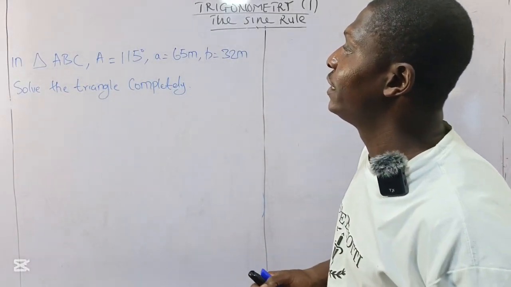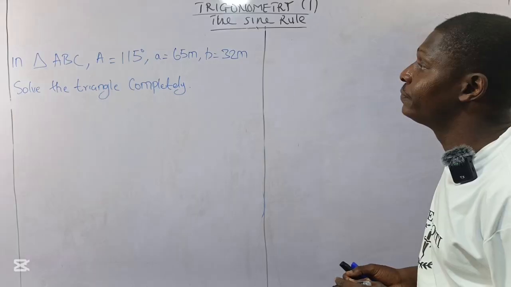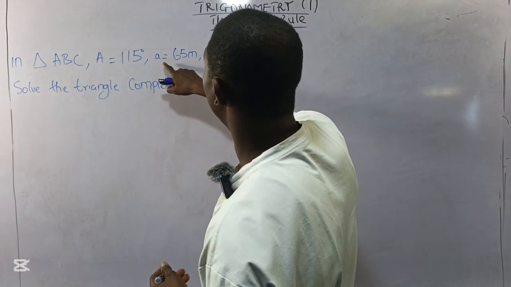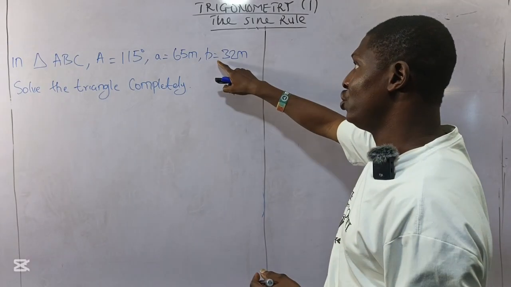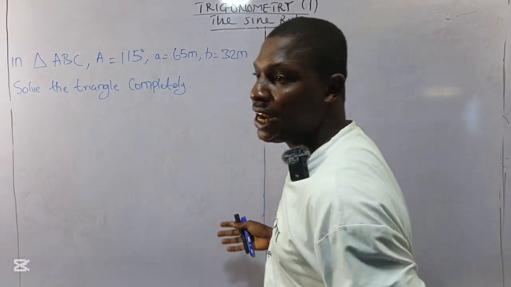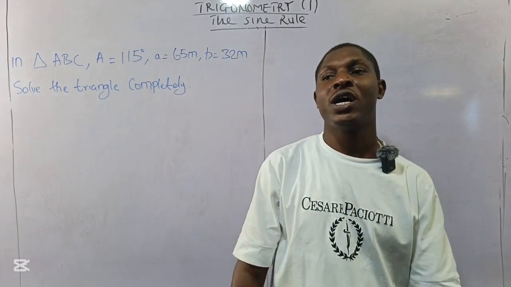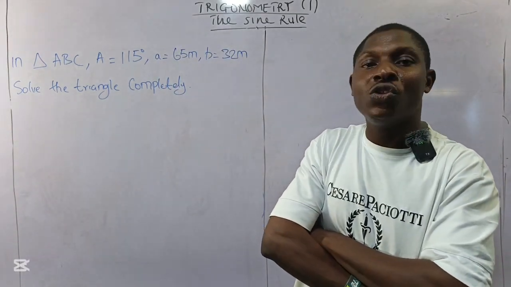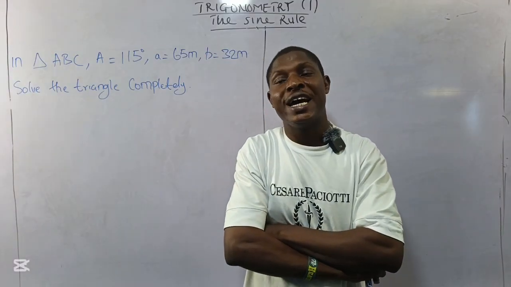So we have in triangle ABC, capital A is equal to 115 degrees, which is angle A. Small a is 65 meters, small b is 32 meters. That's how we should solve the triangle completely. Now, what does it mean for us to solve a triangle completely? What it simply means is that we should look for the unknown angles and the unknown sides.